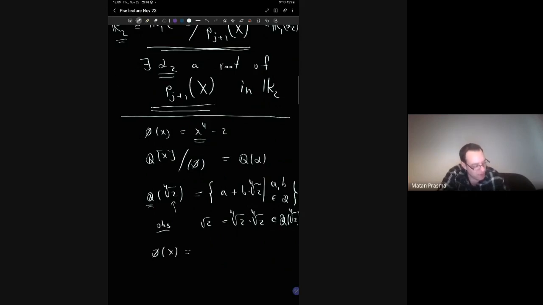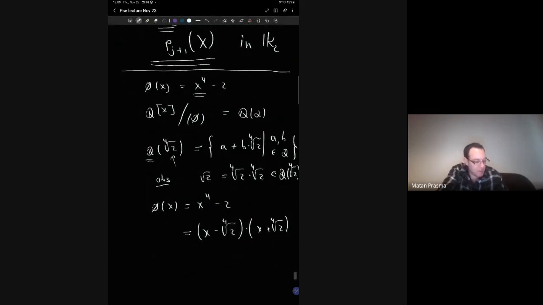I'm not going to write this big variable. I think you got the point. But now x to the 4 minus 2 can be written as x minus fourth root of 2 times x plus fourth root of 2 times, if you do the long division, you check what is left, you get x squared plus square root of 2.